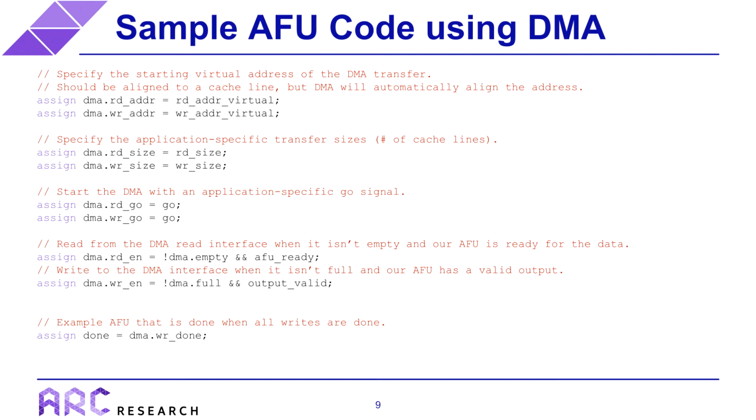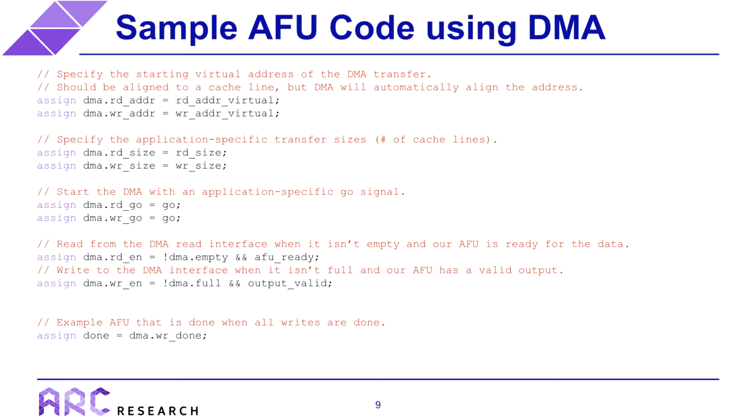And then the other requirement for writing is that our AFU has to actually have a valid output. So I'm just calling that output valid, but again, translate that to whatever it means for your AFU. If your AFU is a pipeline, it means that there is a valid output coming out of your pipeline, and you want to write that to memory.